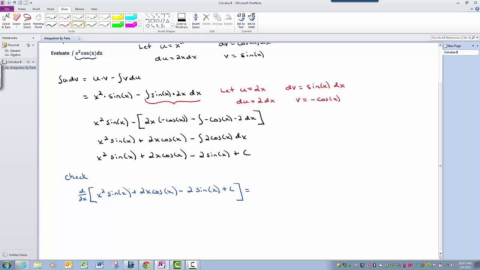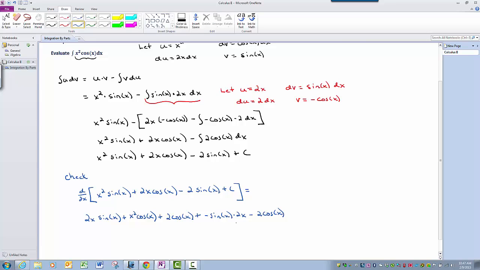So the derivative of the first gives me this. The derivative of the next guy gives me this. And then the derivative of this guy right here gives me that. And now the derivative of the constant is just 0.